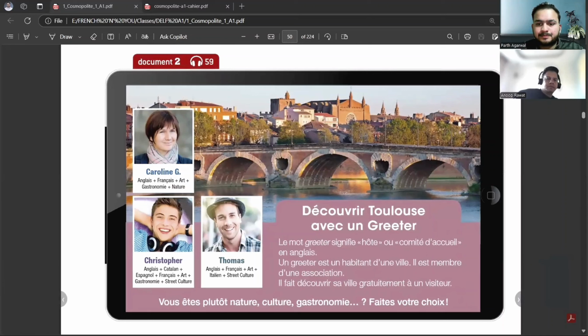Document numero 2. Découvrez Toulouse avec un greeter. Greeter is like the person who hosts or welcomes you. Like where you go somewhere, somebody's house, the person who is like host. That's called as a greeter in English. And Toulouse is the name of a city, a French city.